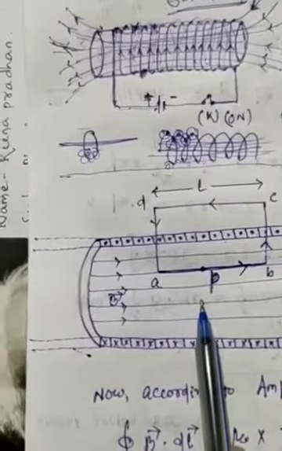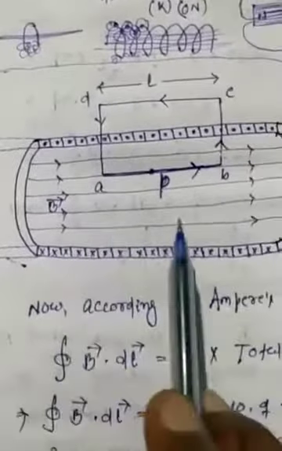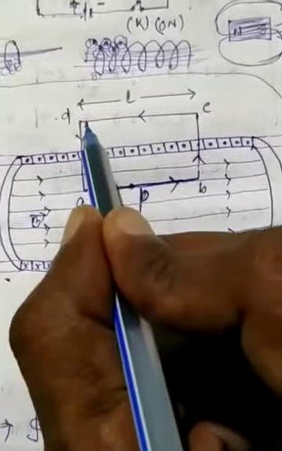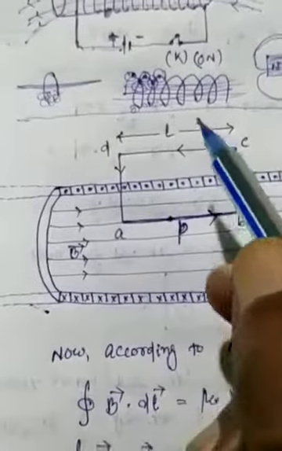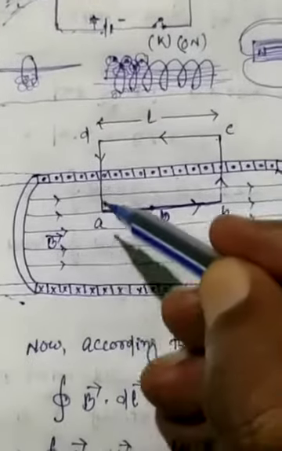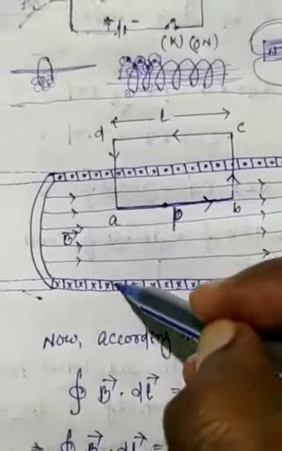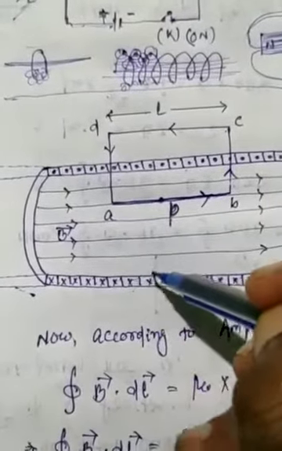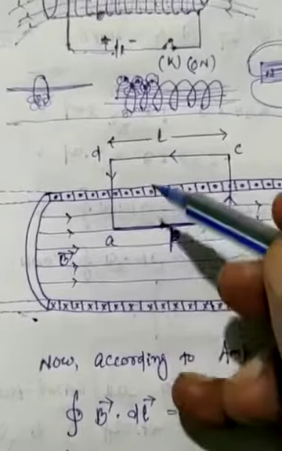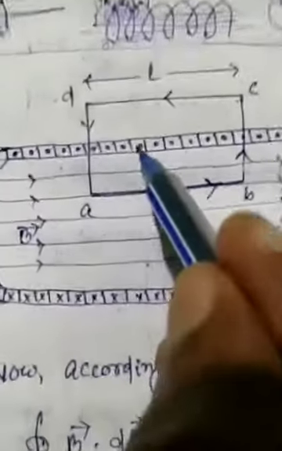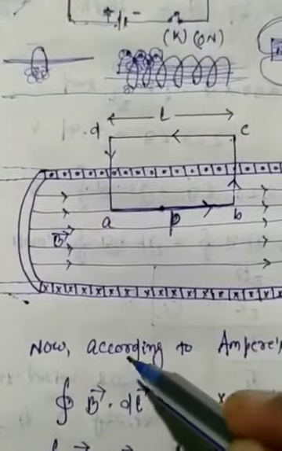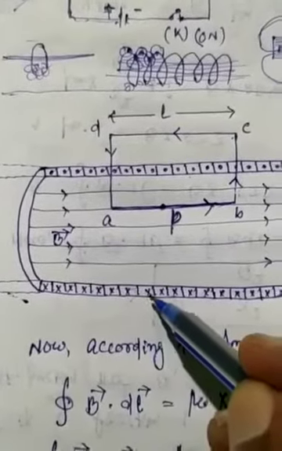Let I be the amount of current flowing through the solenoid of length L as shown below. At various turns, this is the first turn, second turn, third turn. At various turns of the solenoid, current coming out of the plane of the paper is pointed by a dot mark, and current entering into the plane of the paper is denoted by a cross mark.